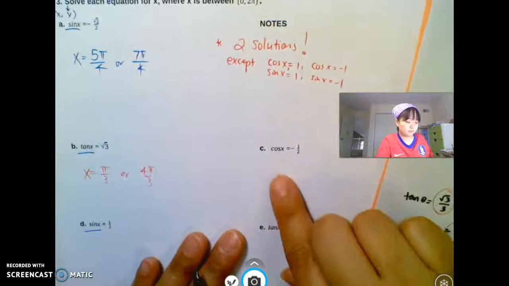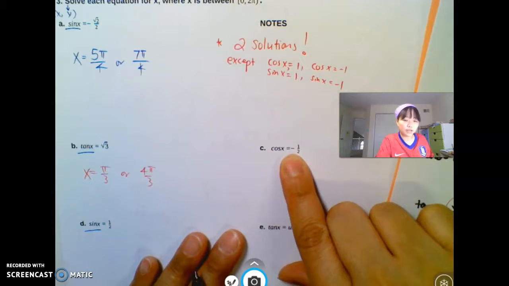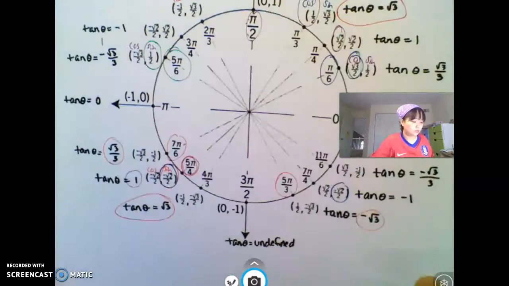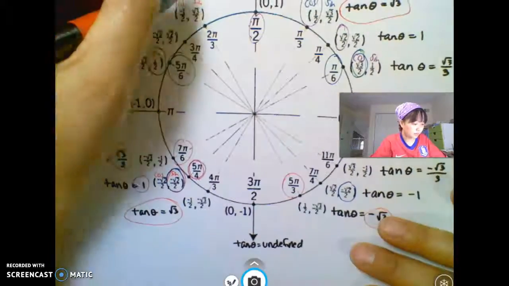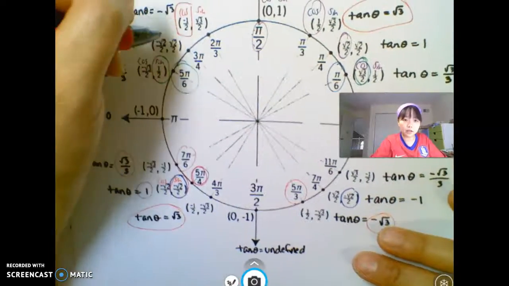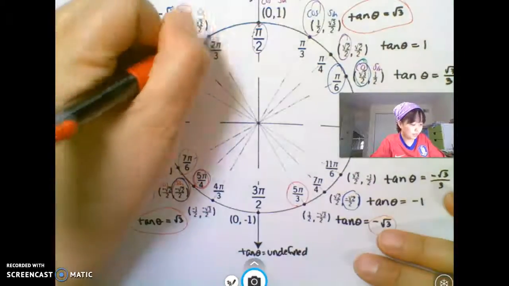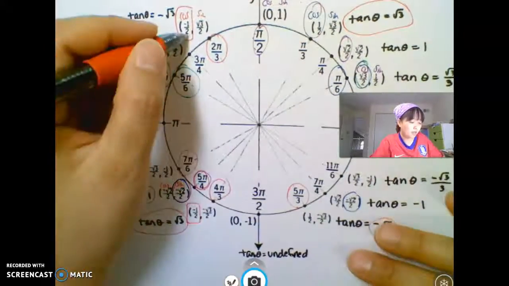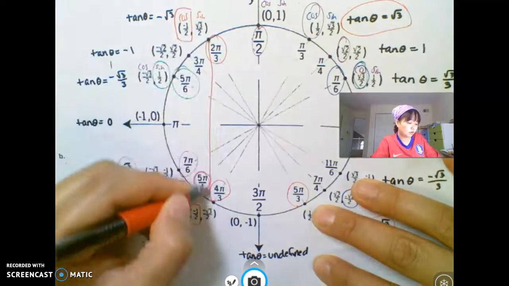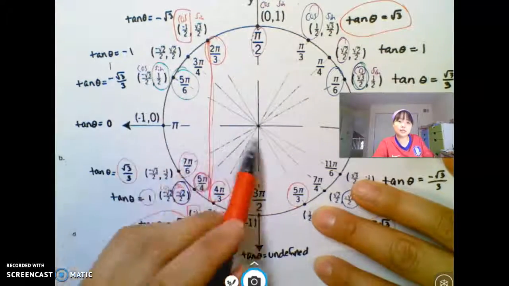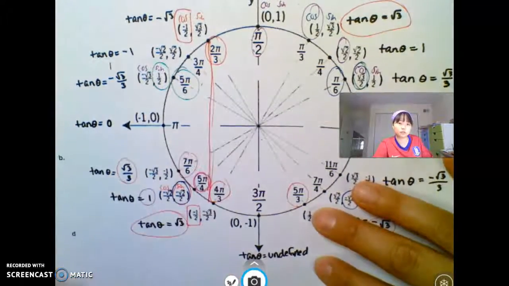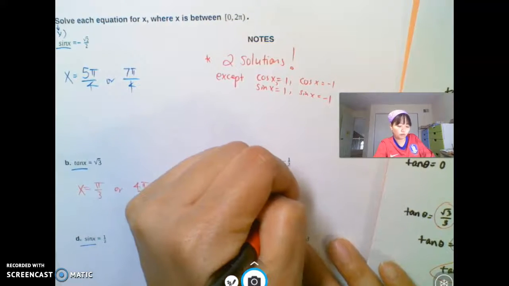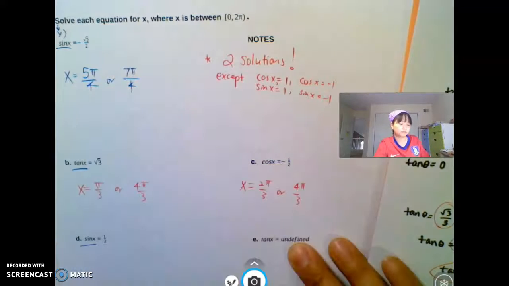Cosine of x is negative 1/2. So cosine is the x coordinate, negative 1/2. So look for it. I see cosine negative 1/2 right there. That's at 2 pi over 3. Cosine of negative 1/2, it's also at 4 pi over 3. Cosine is the x. So if you line up the x coordinate, there's always going to be 2. So either 2 pi over 3 or 4 pi over 3.